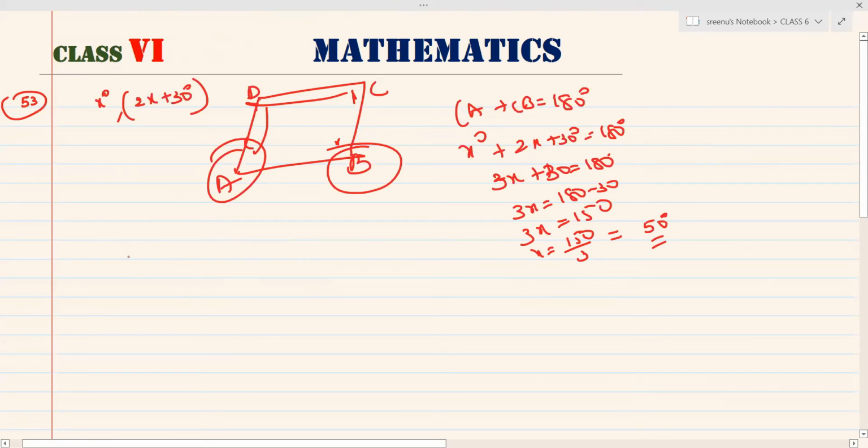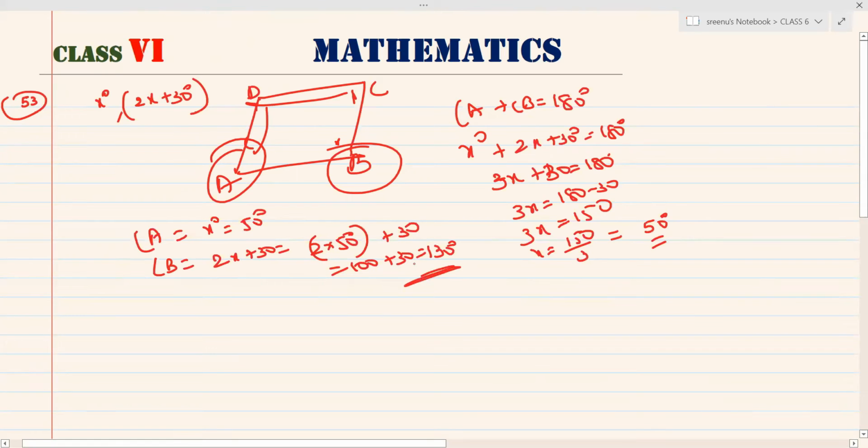If x is 50 degrees, what are the angles? Angle A is equal to x, which is 50. Angle B is equal to 2x plus 30, 2 into 50 plus 30, equal to 100 plus 30, which is 130 degrees. The question asked only for 50 degrees here, but find the other angles: we have 50, 130, 50, 130. Option B. Please check it.